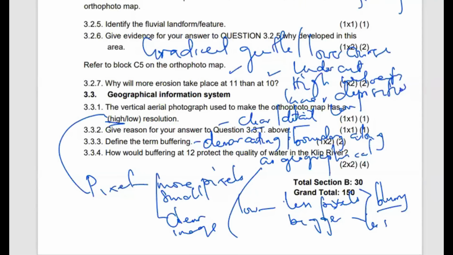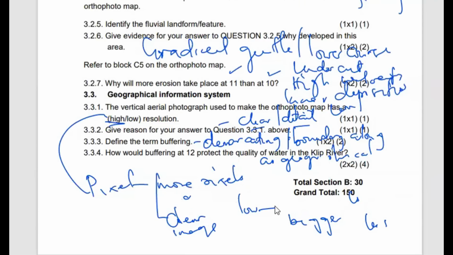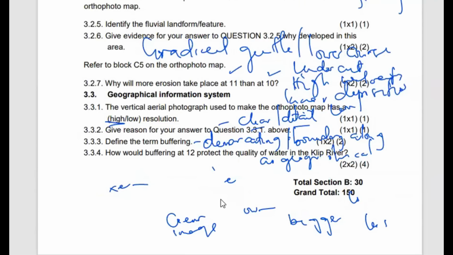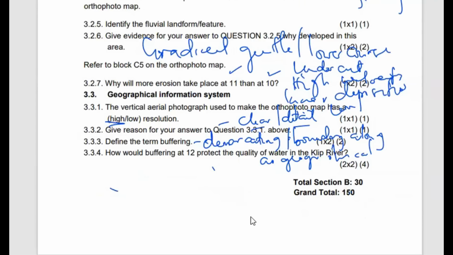Then it says, last question, how would buffering at 12 protect the quality of water in the Klip River? How would buffering protect the quality of water? Right, the concept of buffering, we are saying we are putting a boundary around the geographical feature. In this instance, we are putting a boundary along the river. How would that protect the quality of water in the river if you put a demarcation along a river?